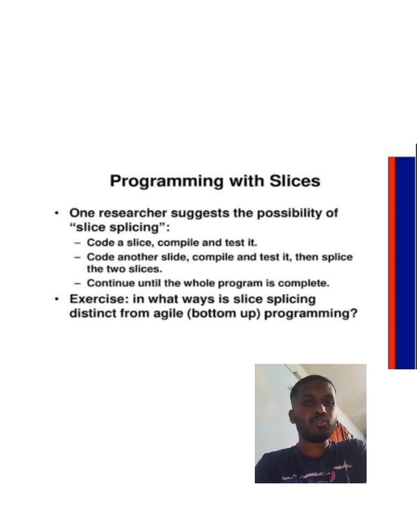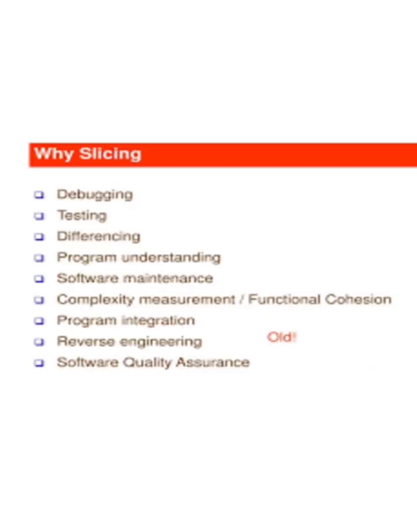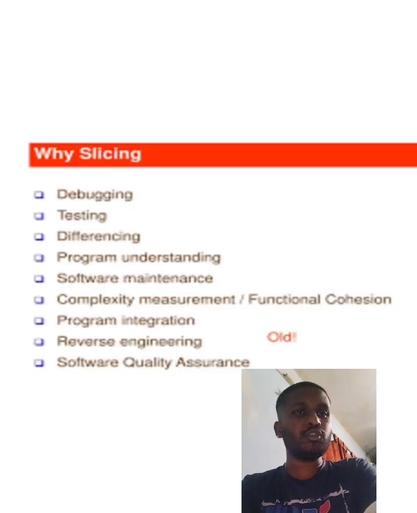Programming with slices. Programming with slices can be explained as follows: first, code a slice, compile and test it. Next, code another slice, compile and test it. Then merge the two slices. The process continues until the program is complete. This is how programming with slices works. Why can slicing be used? It is important for debugging, testing, differencing, program understanding, software maintenance, complexity measurement, program integration, reverse engineering, software quality assurance, and so on.